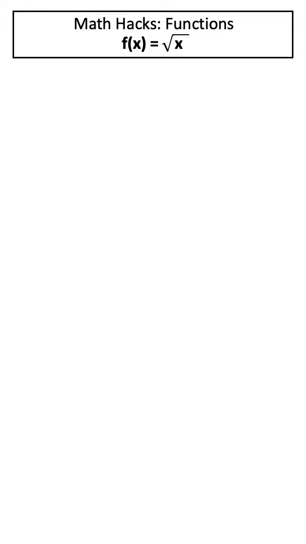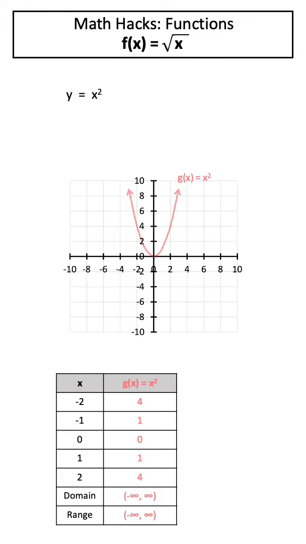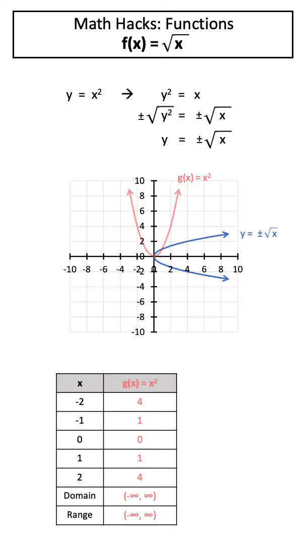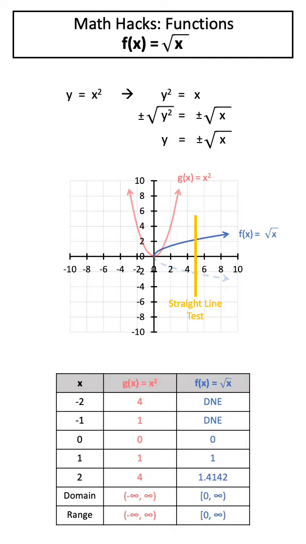Today we're looking at the function f of x equals square root x. If we first look at a quadratic relation and instead square the y term, we get a new line, y equals plus or minus square root x. Now this isn't a function because it doesn't pass the straight line test. However, f of x equals square root x is a function.